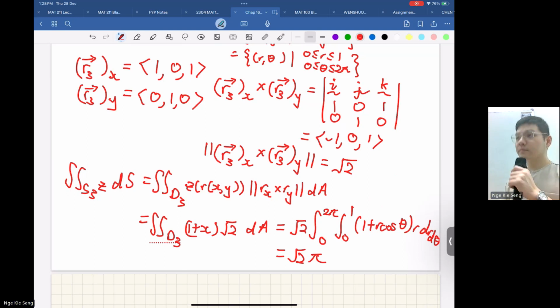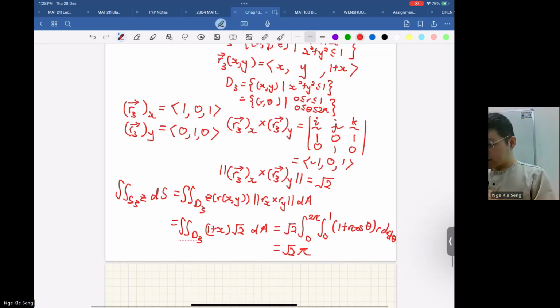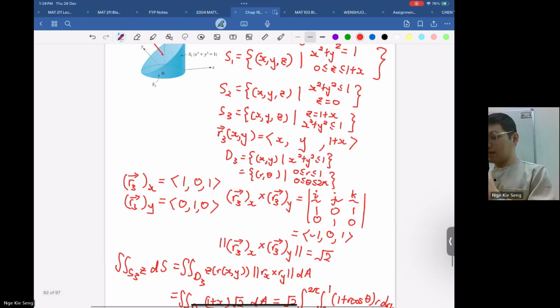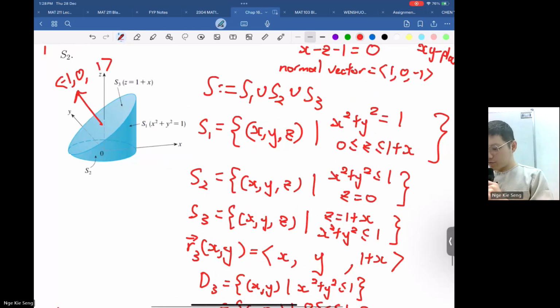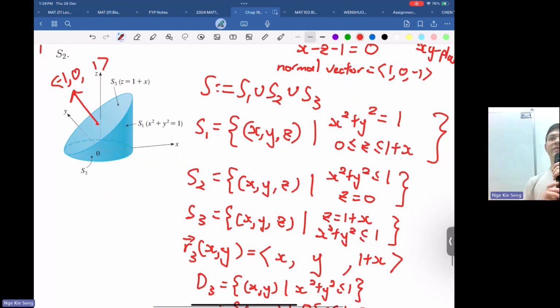Question? There are S2 and S1 here. Do you want to try and write down the parametric surface and then try to integrate it?